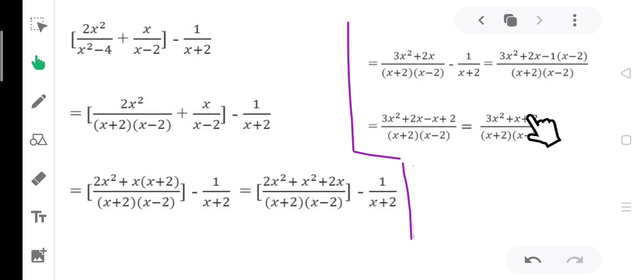Now, can we still factor 3x squared plus x plus 2? Okay, no. We could not find factors, and this is already prime.